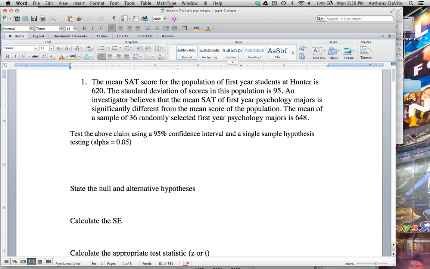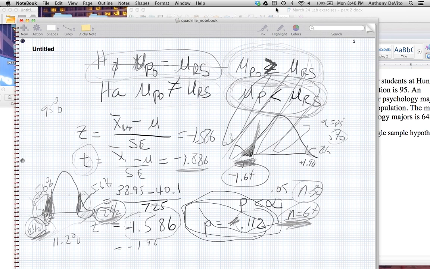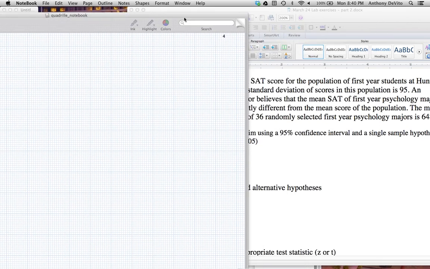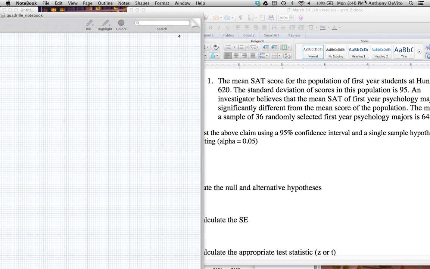Okay, so you guys get a chance to work on this a little bit, and I'm going to pick it up in a second here. I'm just going to transfer this information while I'm waiting for you guys over to my graph paper so I can write on it.